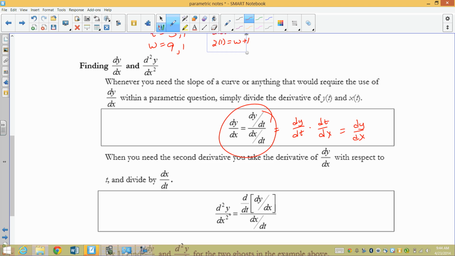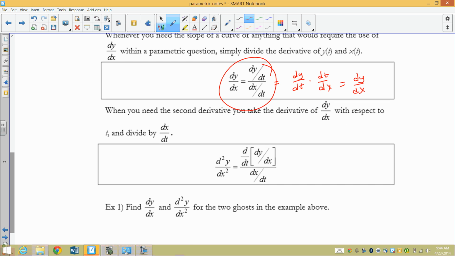Now, the second formula is a little challenging. If you have the second derivative and you want to know anything about concavity or inflection points, the second derivative, d2y over dx squared, isn't just the derivative of the first derivative. It's the derivative of dy/dx with respect to t divided by dx/dt. Now, I'm going to give you a reason why that works. Just accept it and move on.